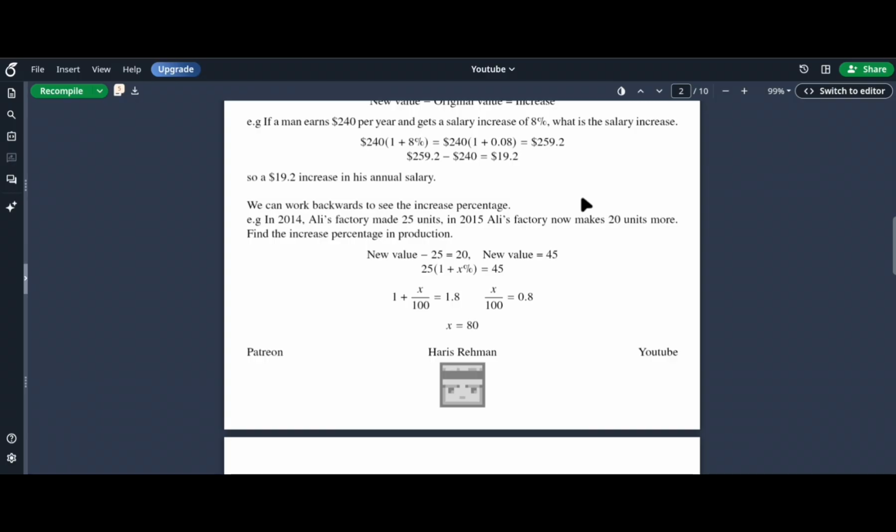Example: in 2014 Ali's factory made 25 units, but in 2015 it makes 20 units more. What does it mean? It now is making 45 units. Find the increase percentage in production. Now we can use this: the new value is 45 and the change is 20 units. The new value minus the old value is 20, so the new value is 45. You can find this with any other method that seems fit.